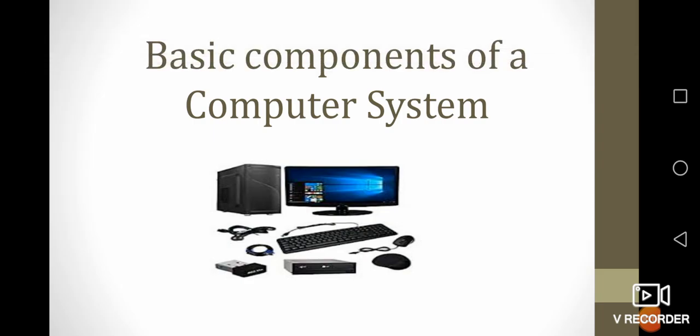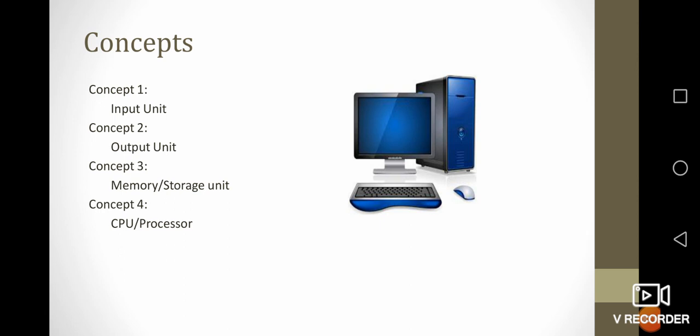In today's class, we'll be discussing the basic components of a computer system. The various concepts discussed in this chapter are: the first concept is the input unit, the second concept is the output unit, the third concept is the memory or storage unit, and the last concept is the CPU or processor.